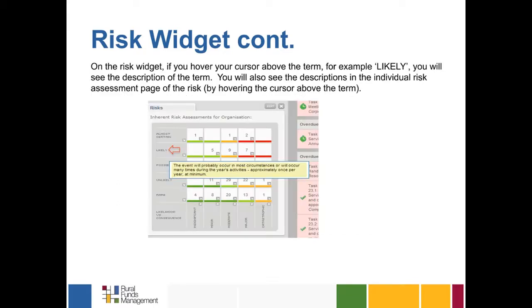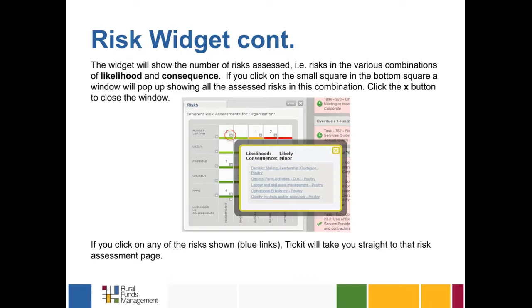On the risk widget, if you hover your cursor above the term, for example, likely, you will see the description of the term. You will also see the descriptions in the individual risk assessment page of the risk by hovering the cursor above the term. The widget will show the number of risks assessed, in the various combinations of likelihood and consequence. If you click on the small square in the bottom square, a window will pop up showing all the assessed risks in this combination. Click the X button to close the window.